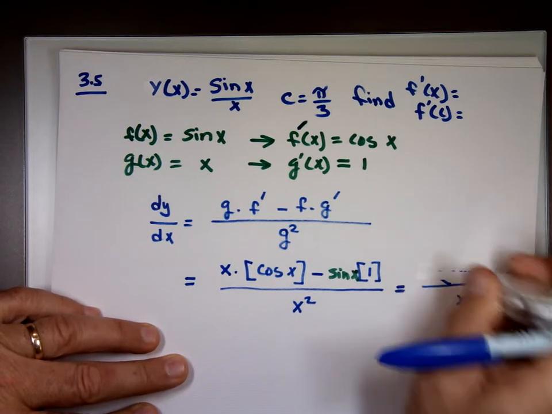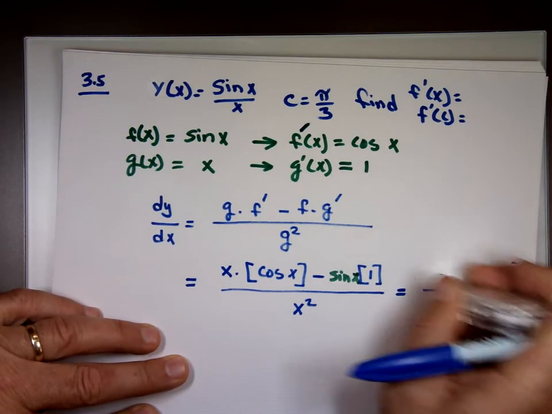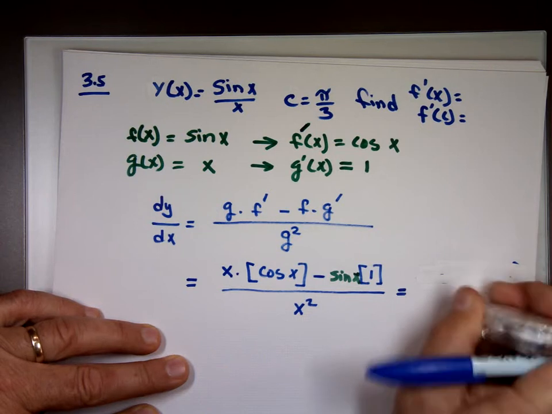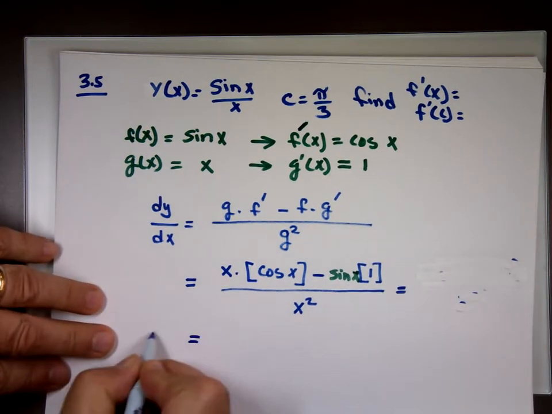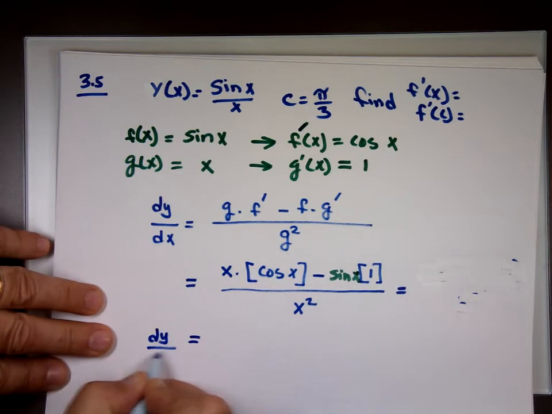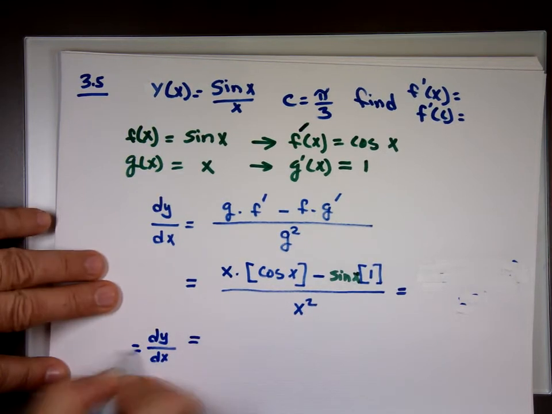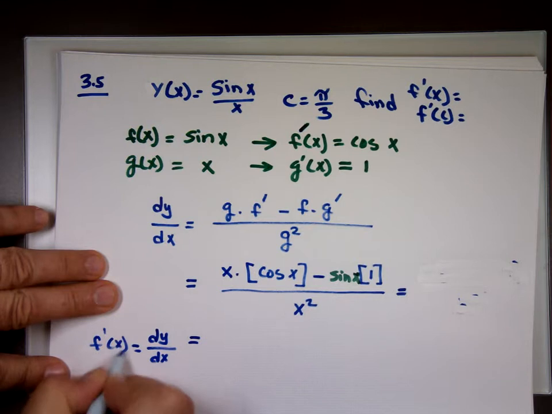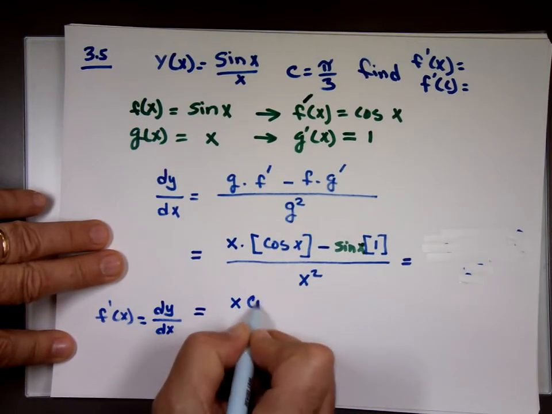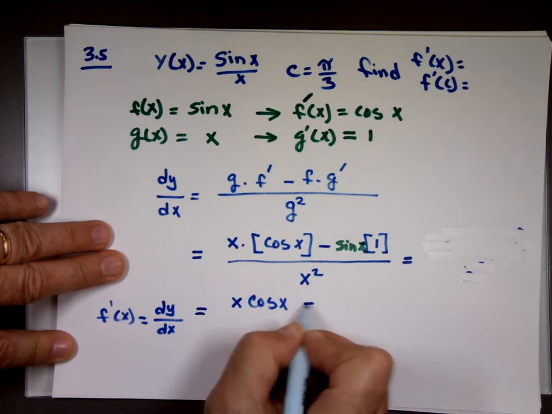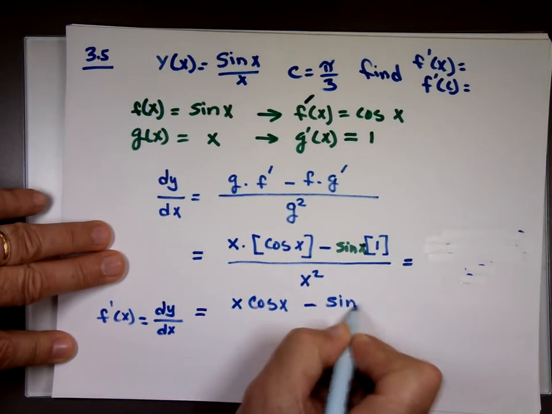So now when you clean it up, what do we have? dy dx, or the first answer, f prime of x, is going to be x cosine of x minus sine of x over x squared.